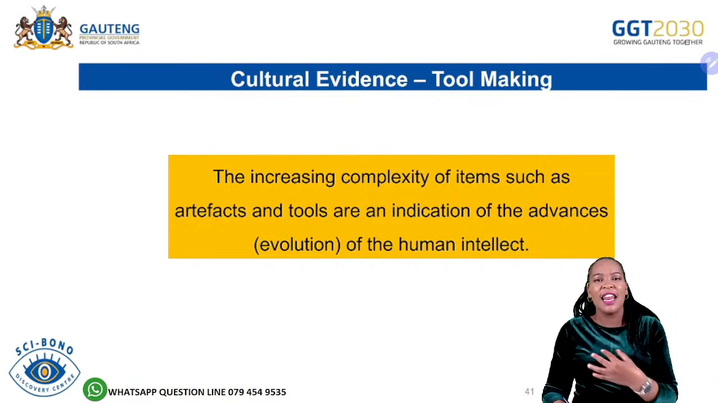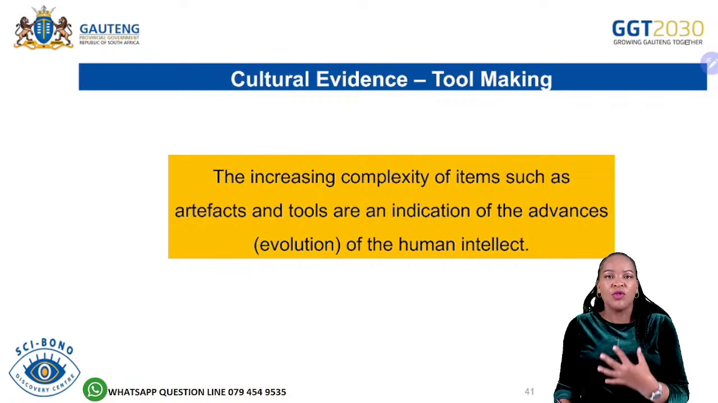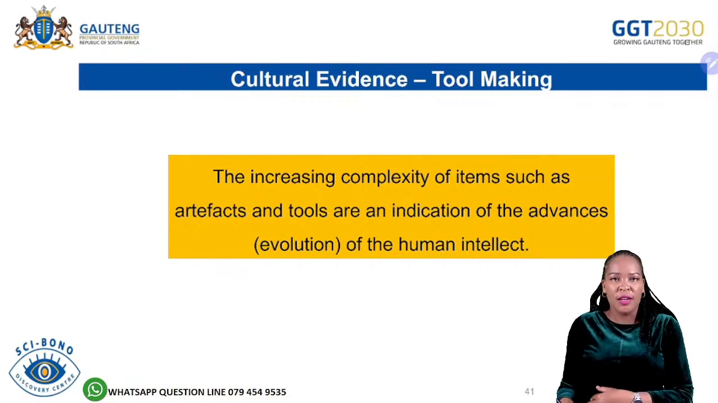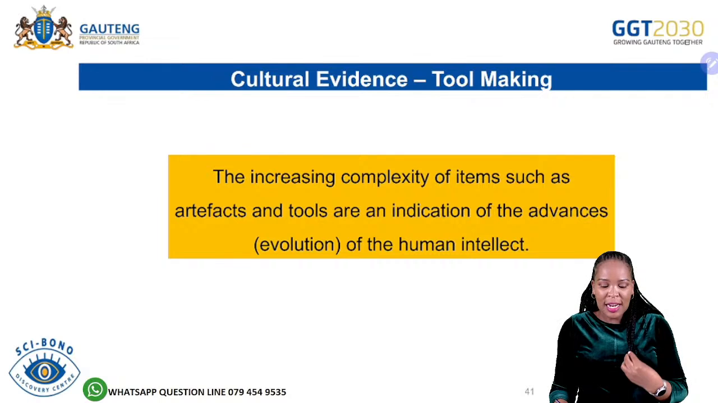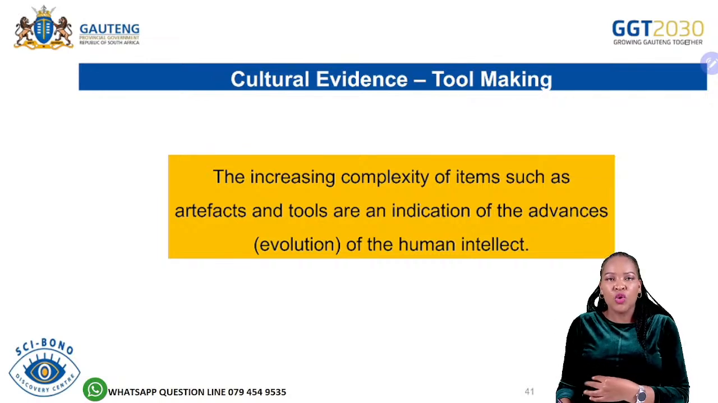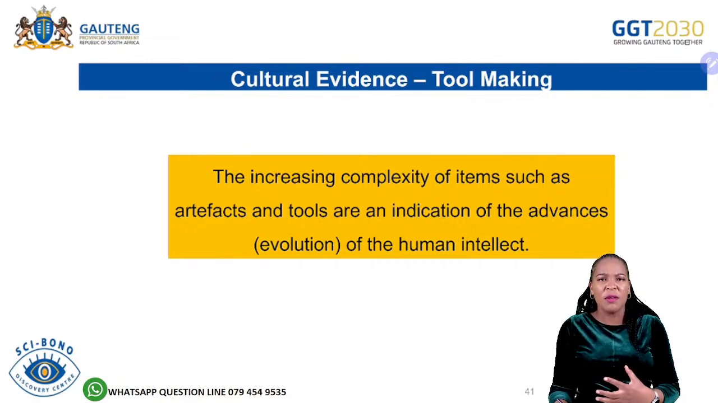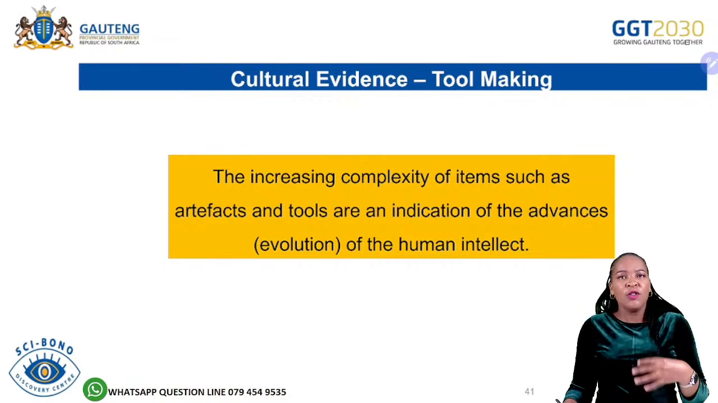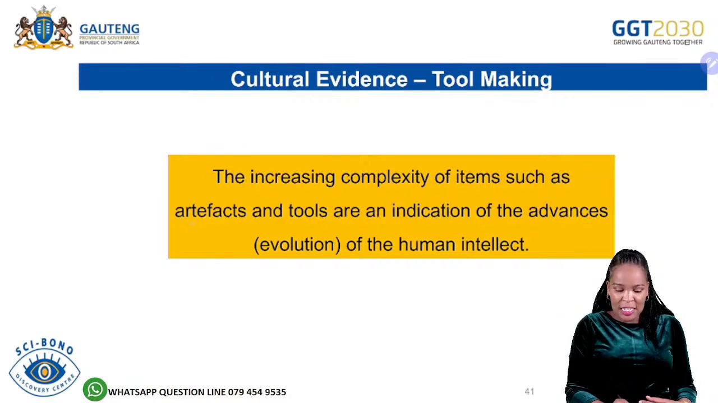So what other line of evidence was used to support the theory of evolution? It is the cultural evidence of tool making. So what do we mean by that? The increasing complexity of items such as artifacts and tools.